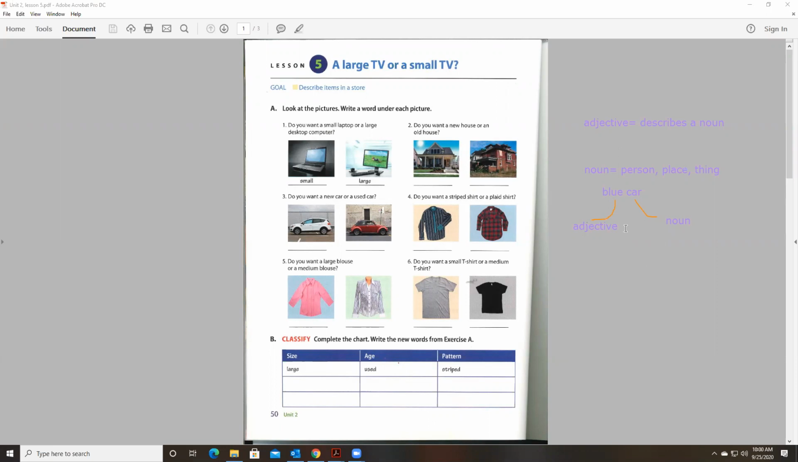Okay. So this is kind of what we're looking at. We're looking at different items, right? And we're looking at different ways to describe them. For example, number 1, it says, do you want a small laptop or a large desktop? I'm not going to focus so much on the noun. I'm going to focus more on the adjective, small or large. Number 2, do you want a new house or an old house?